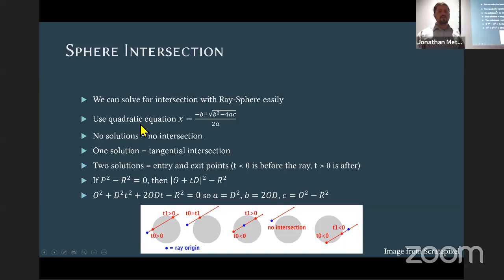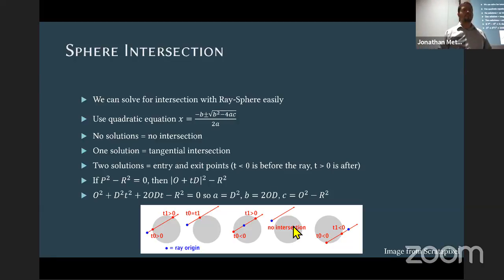The first case, right, no solutions. We have no intersection. That means that when we evaluate the discriminant, which is b squared minus 4ac, if it turns out that this is less than 0, then we know we can't calculate the quadratic equation, okay? If that happens, that means there is no intersection. We have no intersection with the sphere. We might as well just move on from that point.